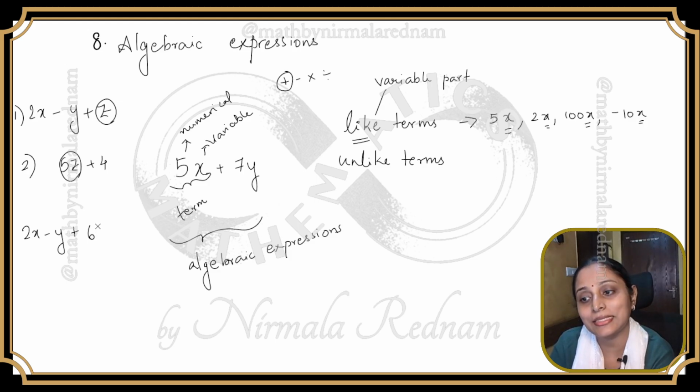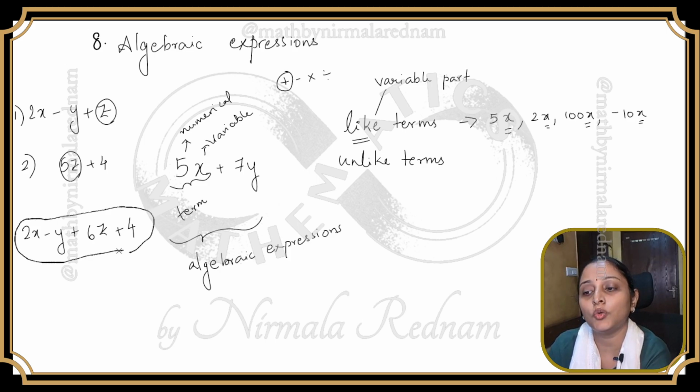So I'm going to get 6z. And then this constant term, there is no constant term in the first expression. So I'm going to write 4 as it is. So this is nothing but the addition of the given two algebraic expressions. That is how you add.